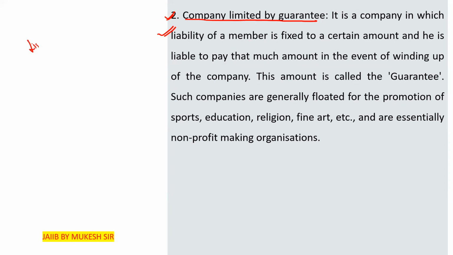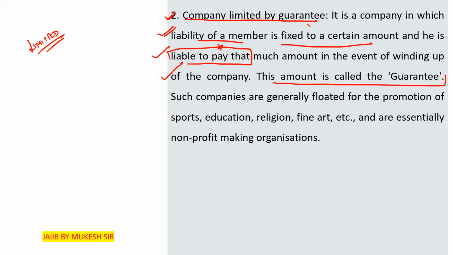In a company limited by guarantee, a specific amount is to be mentioned. The member is liable to pay that amount in the event of winding up of the company, and this amount is called the guarantee.